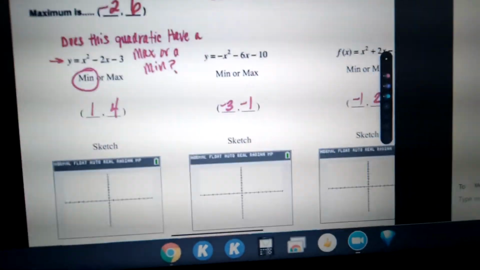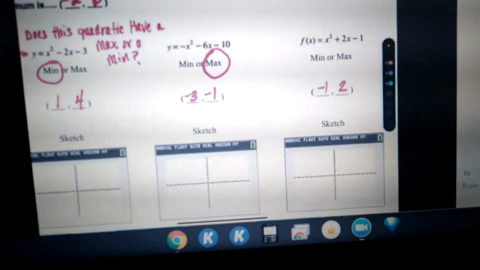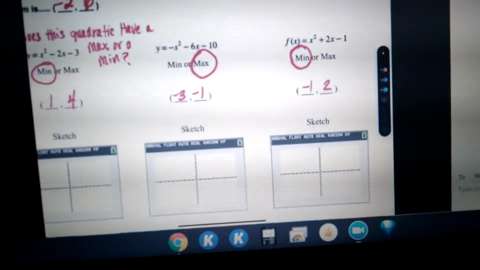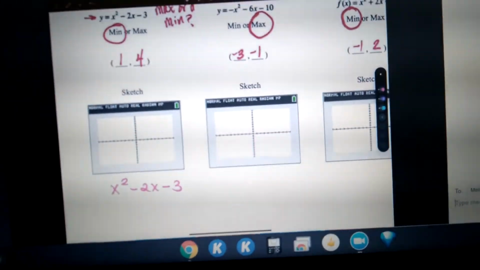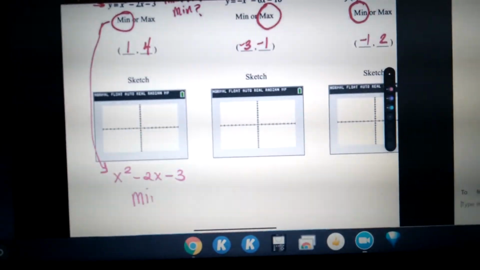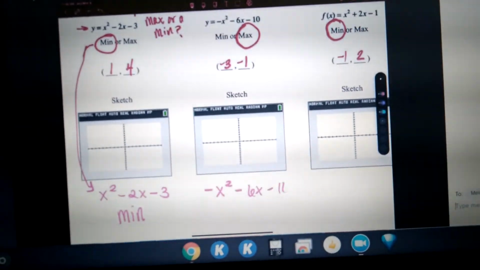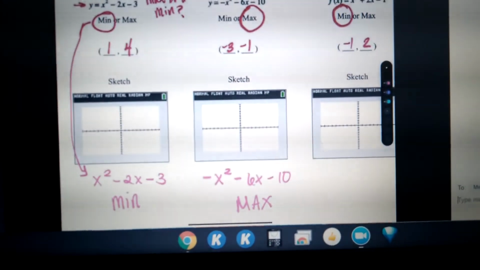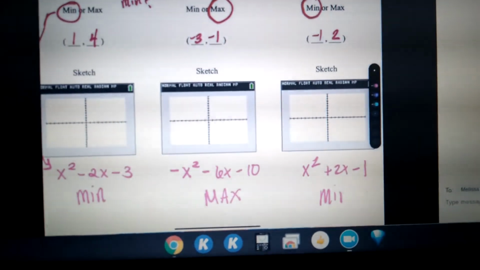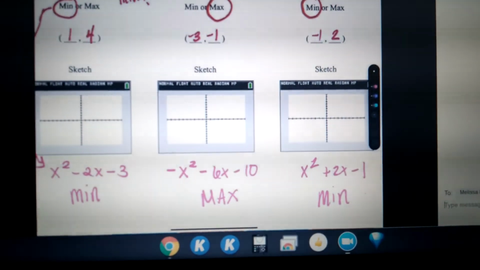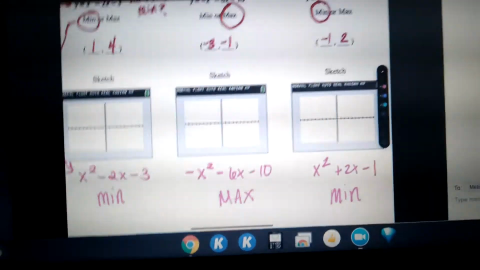Let me go back over here real quick. So we know that this one had a minimum. We knew that this one had a maximum. We knew that this one has a minimum. We know that x squared minus 2x minus 3, that's this equation right here, has a min. This one, negative x squared minus 6x minus 10, has a max. And this one, x squared plus 2x minus 1, we said had a min. Is there a way for me to tell if my quadratic, my parabola, will be a max or a min just by looking at the equation?